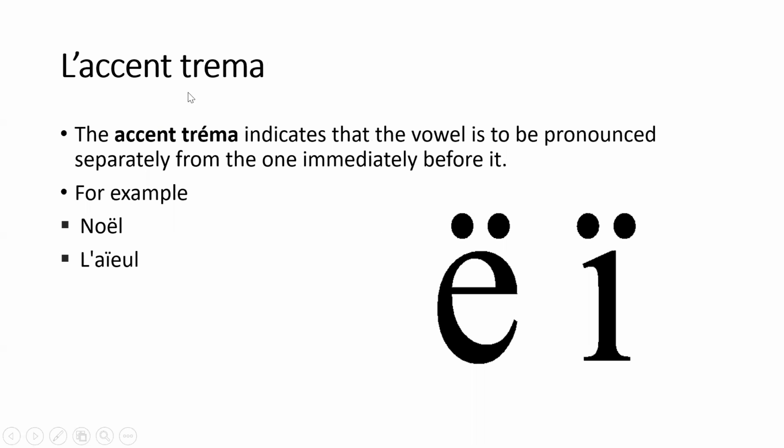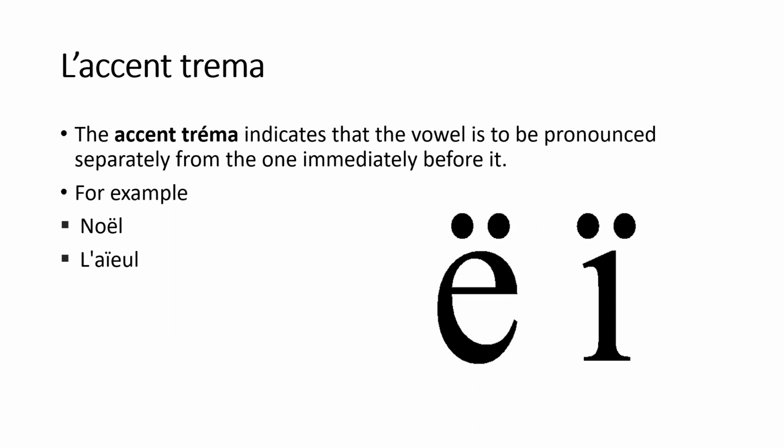Next is the accent tréma. It looks like two tiny dots. It is used on every vowel. So what is the name of the accent? Tréma. What is it used on? Now we use it over every vowel.